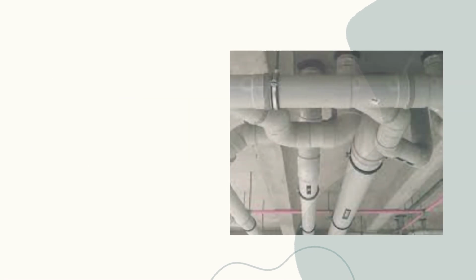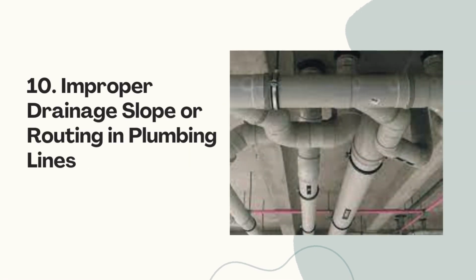The tenth and last point is improper drainage slope or routing in plumbing lines. Drainage lines, especially gravity based ones, must be laid with proper slope. If this is missed during coordination, you will have issues like backflow, clogging, or even foul smells. How to avoid this? Plumbing pipes must be routed with slopes, and this needs to be factored in during coordination so it doesn't clash with other services. Avoid crossing ducts or beams that will make achieving slope difficult.